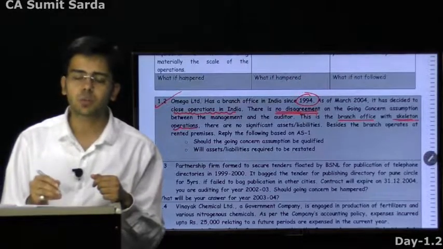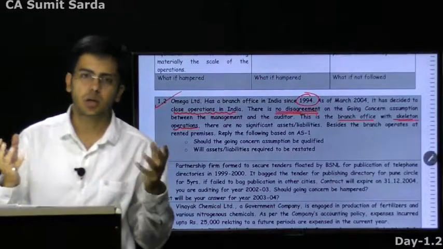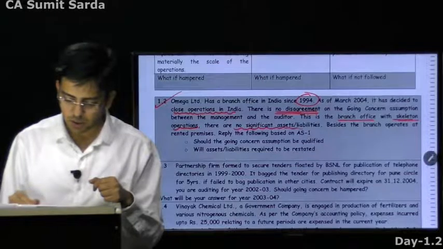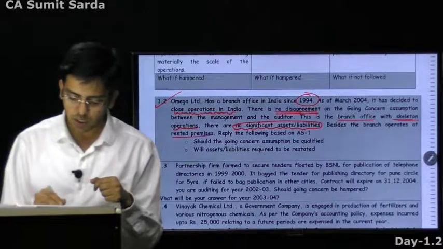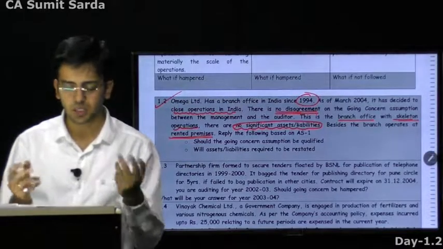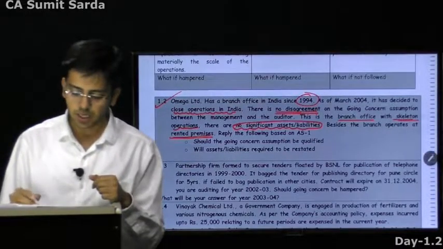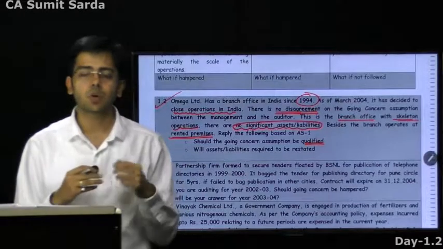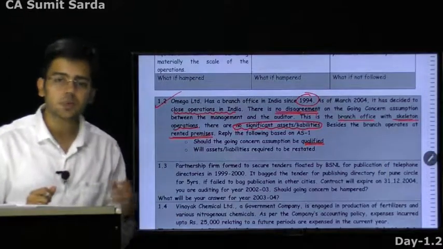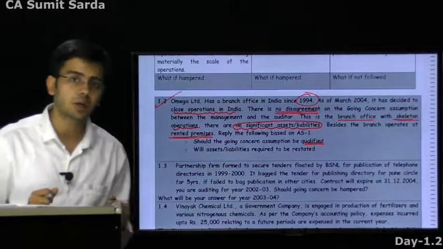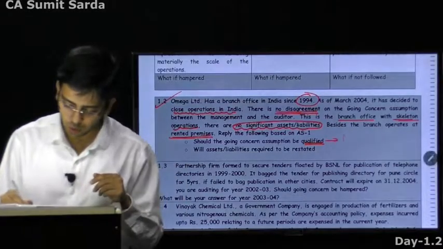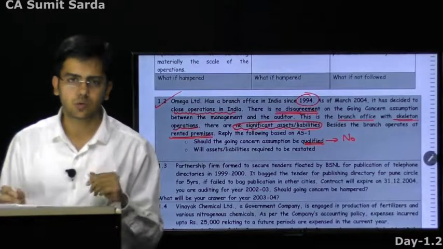What do you mean by skeleton operations? No significant transactions. There are no significant assets and liabilities. Besides, the branch operates in rented premises, so you don't even have a significant asset like premises in your books. Question: should going concern assumption be qualified? Tell me, my friend, are you going to qualify the report? When do you qualify the report? When there is disagreement between management and auditor. Is there a disagreement? No, management accepts that going concern is hampered. So are you going to qualify the report? No, we are not going to qualify the report.